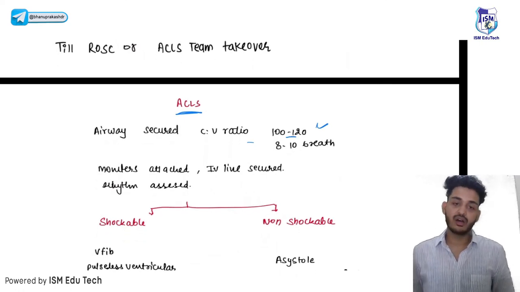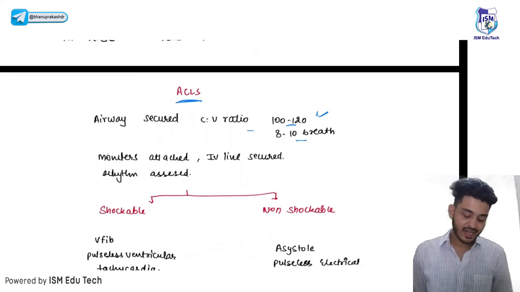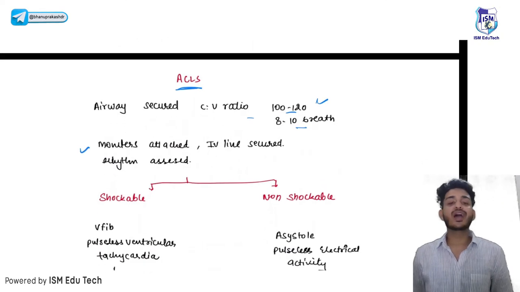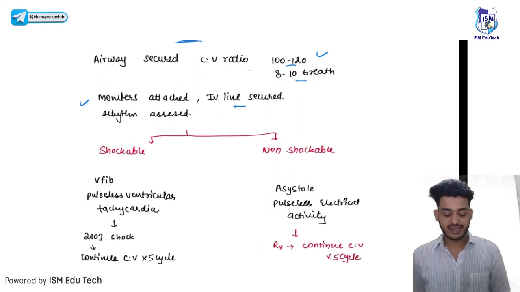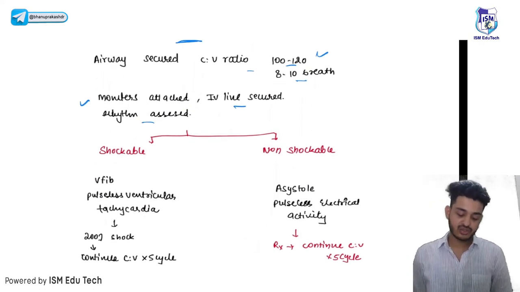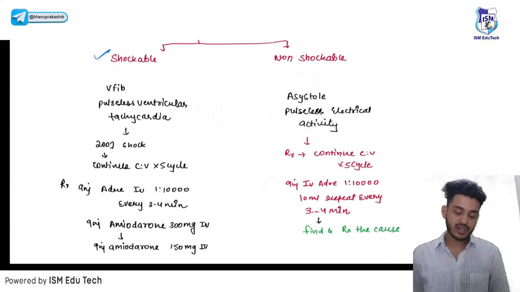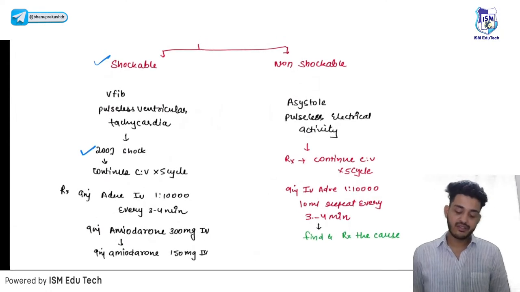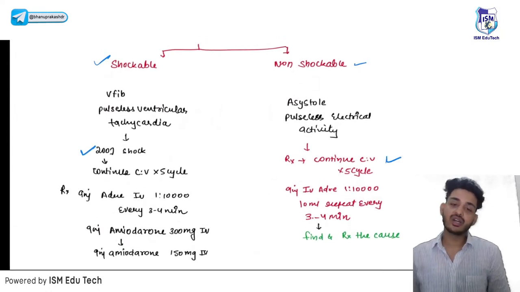100 to 120 chest compression followed by 8 to 10 breaths. Okay, you can use the ambu bag. Second thing is, they will be setting the IV lines and they will be attaching the monitors and they will assess the rhythm. If it is shockable, again 100 joule charge will be given. If it is non-shockable, again continue the compressions.